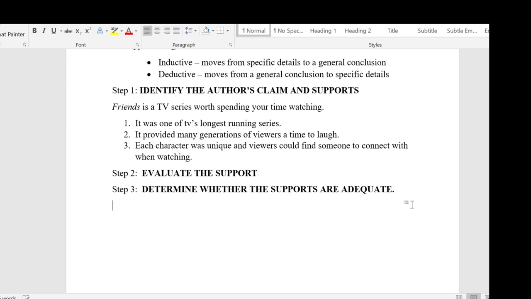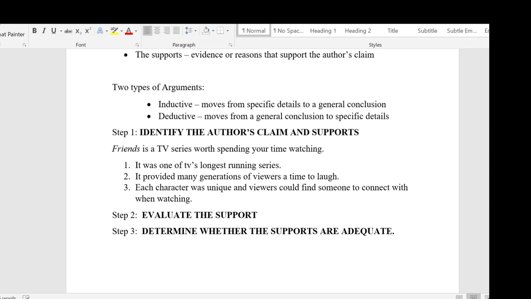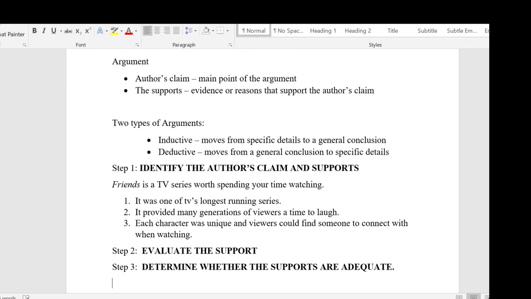So these are the steps as far as evaluating supports and the process of critical reading. This is a skill that you will probably use quite a bit in an English comp class or in doing research in college level classes. So it's important that you understand the process of how to find an author's claim and identify the supports that support the author's claim.